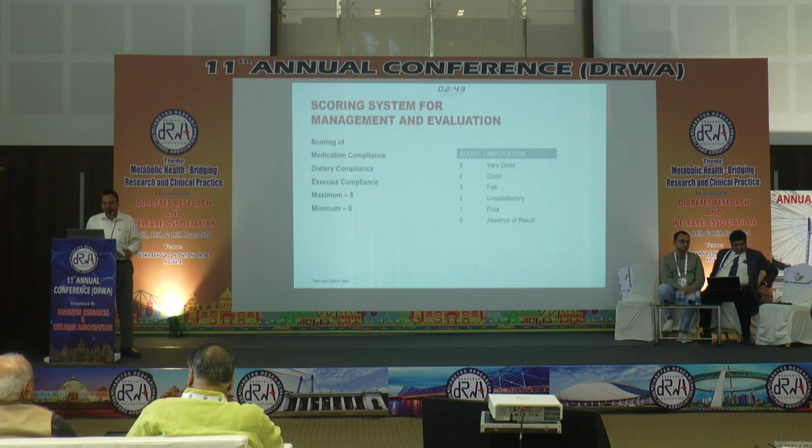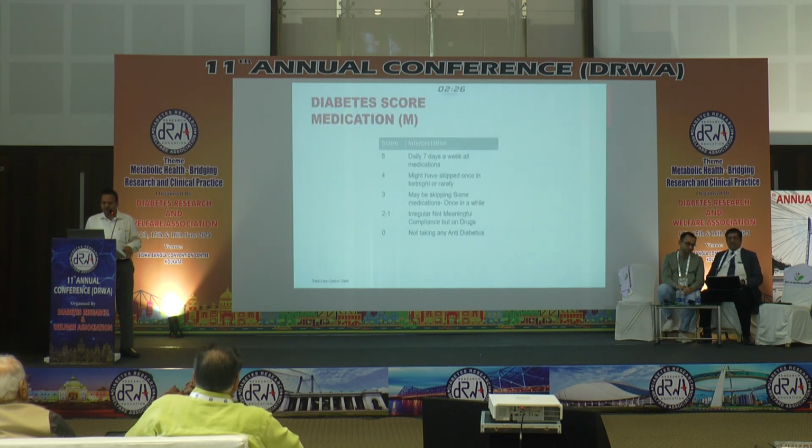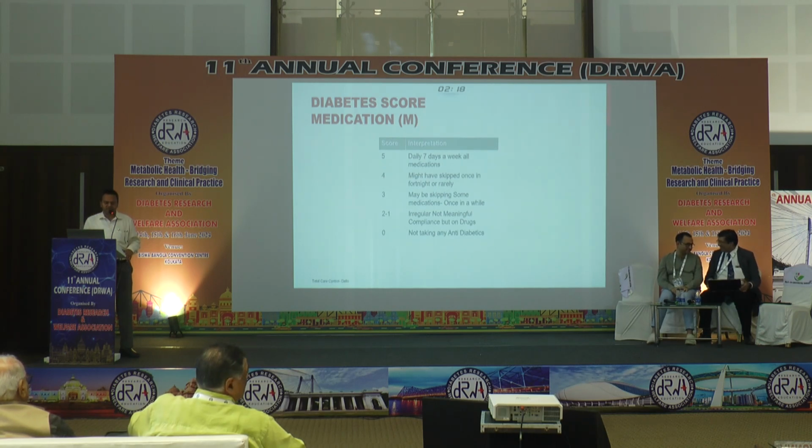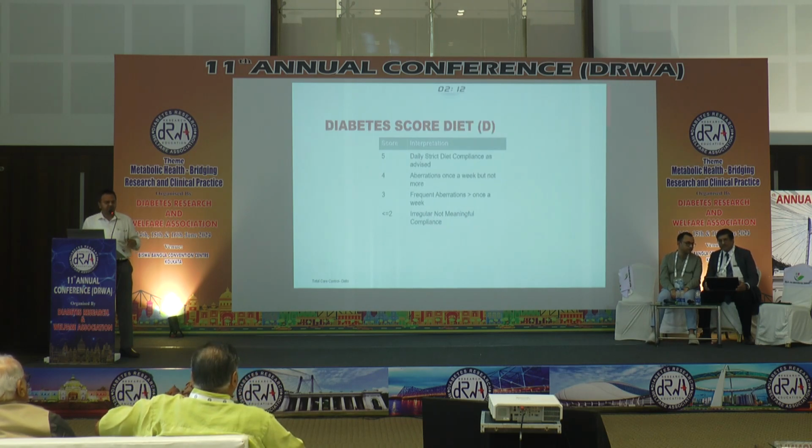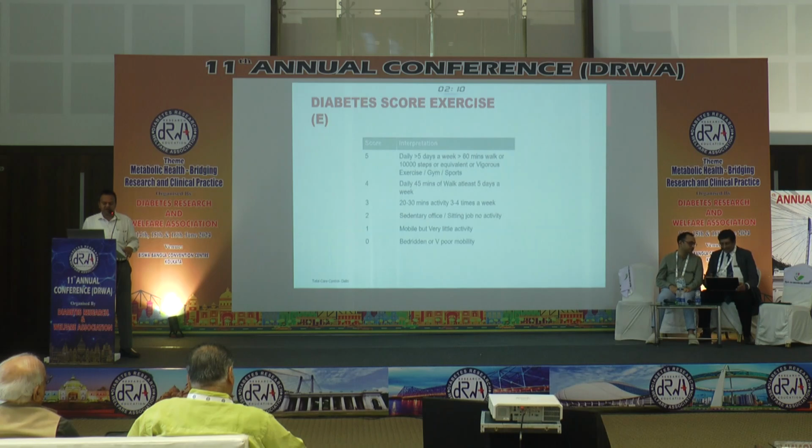For this, we came up with the score. The maximum score is 5, and then 4, 3, 2, and 1. As you can see here, 5 is very good, 4 is good, 3 is fair, 2 is unsatisfactory or poor, and 1 is an absence of result. We don't have so much time, so I'll go over quickly. The maximum score was 5 in all these 3 domains: whether the patient is compliant with medication, taking it daily or not; similarly with diet, whether the patient is following the diet you've prescribed or not; and exercise, whether the patient is doing the sufficient exercise that you've prescribed or not, because you always do that in the first visit.